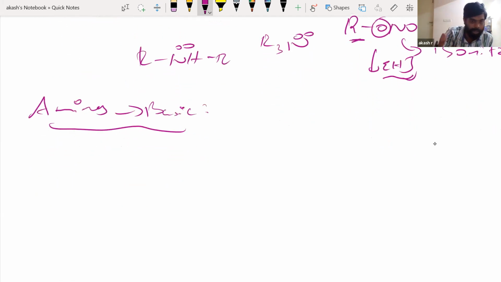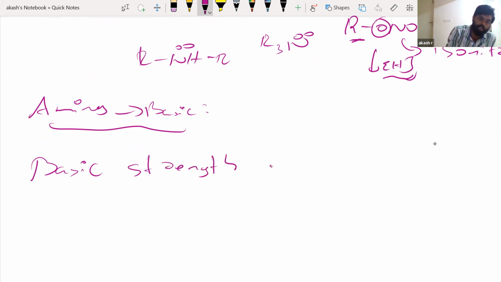But what is going to be more fun is that if I give you different amines, which is going to be the stronger base and which the weaker base, that we can predict. Now we are going to see this important term. Short questions are going to come from this area in any of the exams which you're going to write. So that is your basic strength of amines. How strong my amines are and how do I compare it?